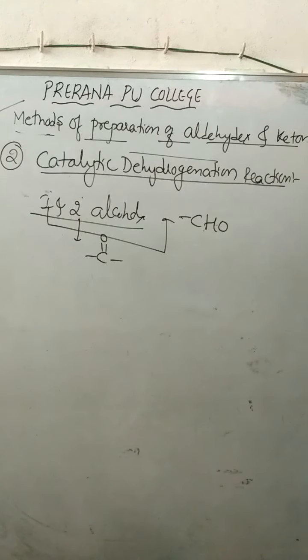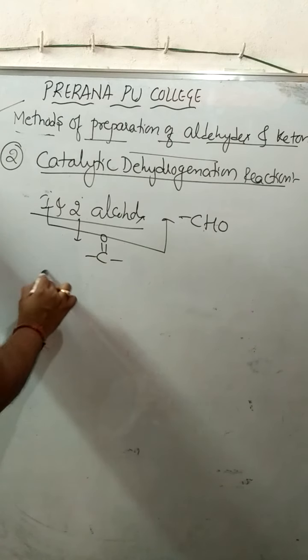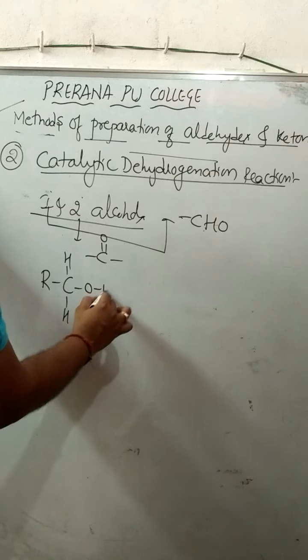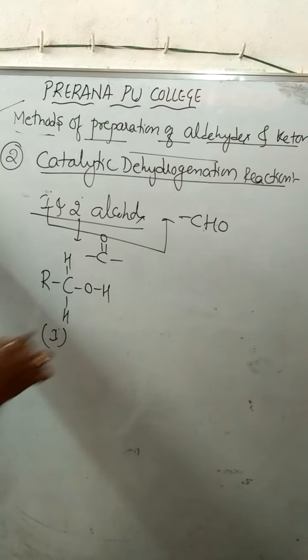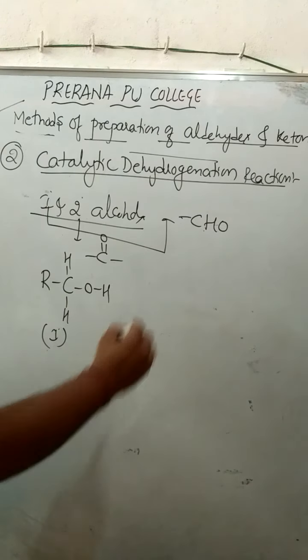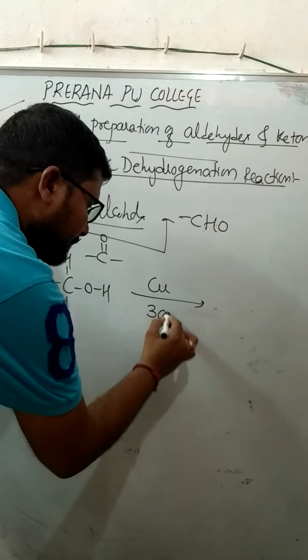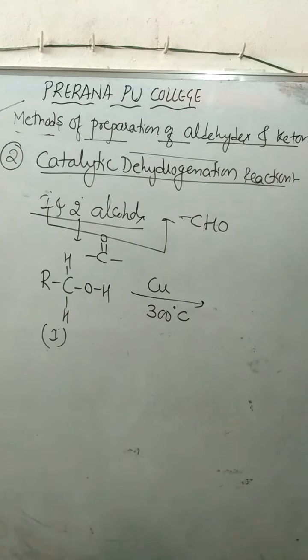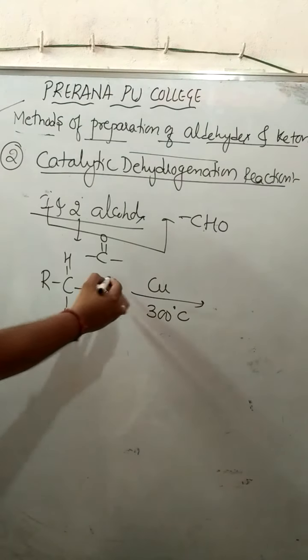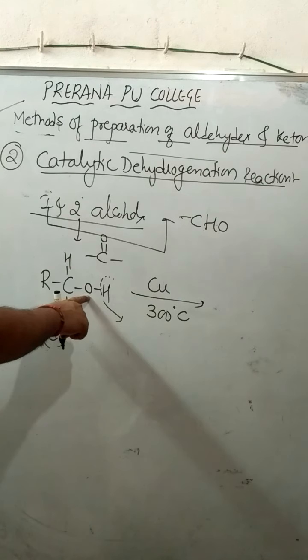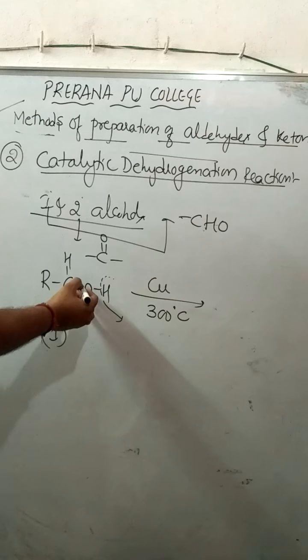Now a question arises how this dehydrogenation takes place and what are the conditions that are involved. So when I represent it with reference to a 1 degree alcohol or a primary alcohol, when this primary alcohol is heated with copper metal by maintaining a temperature of 300 degrees Celsius, this hydrogen gets eliminated as a proton, so that oxygen will become negatively charged. So negatively charged oxygen gets migrated.